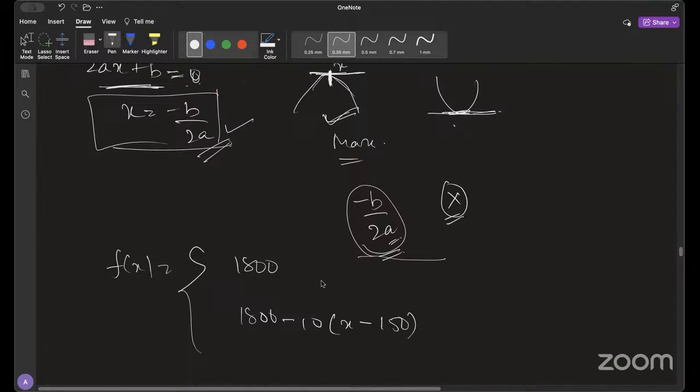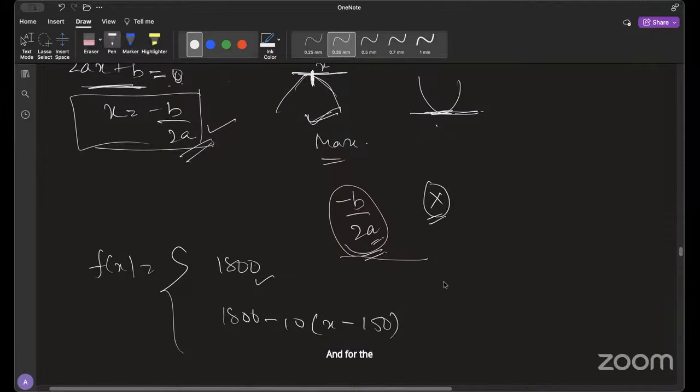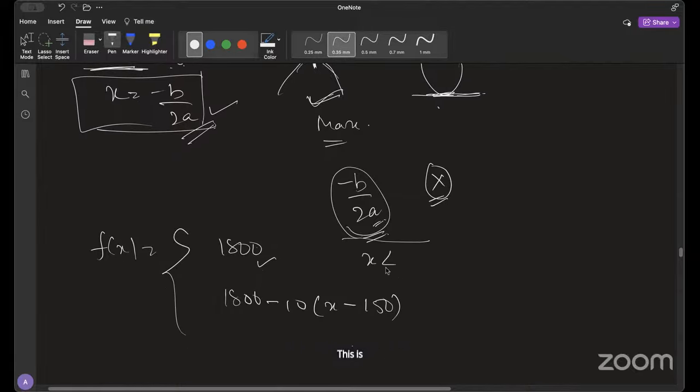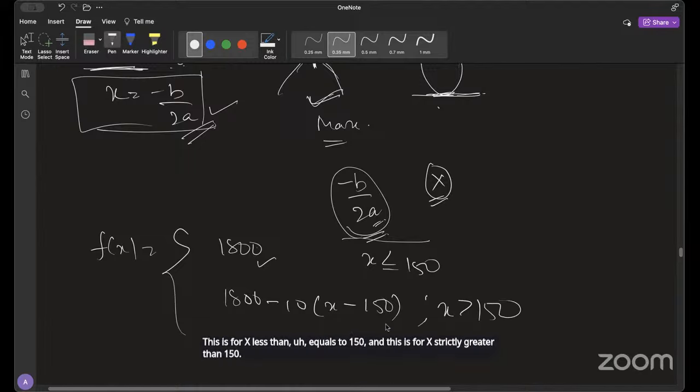The problem here is this just gives you a price per item. And for the quadratic equation, for you to find how many items the person should be buying to maximize profit or to maximize the cost, you should be multiplying it with x. You can't directly solve this. This is for x less than or equal to 150, and this is for x strictly greater than 150.